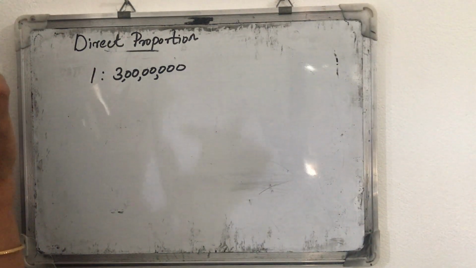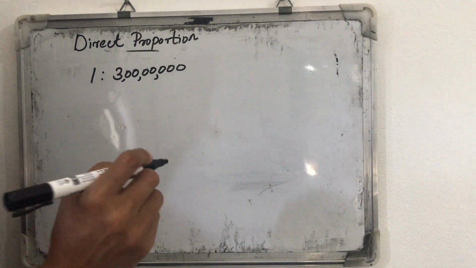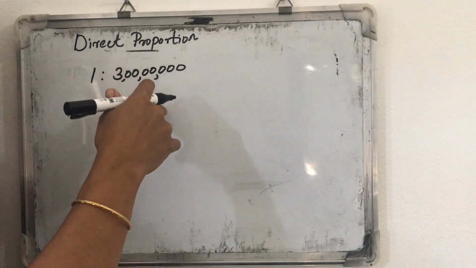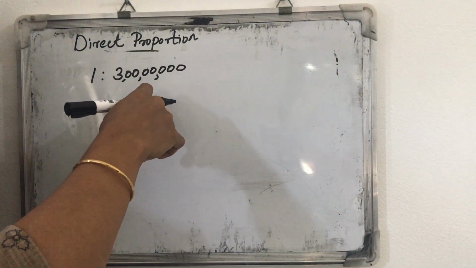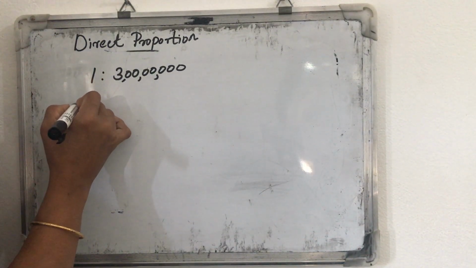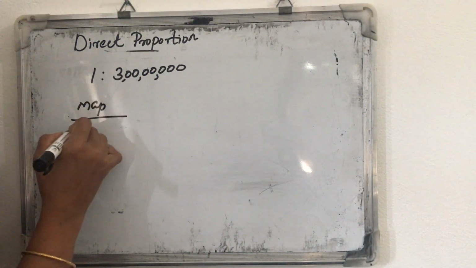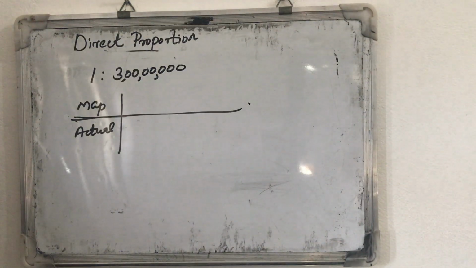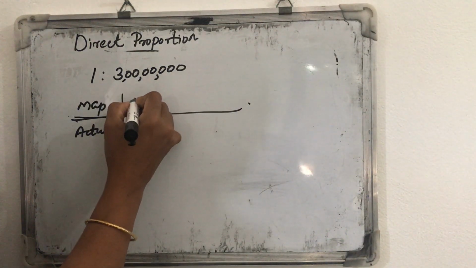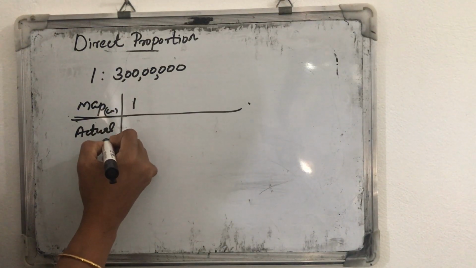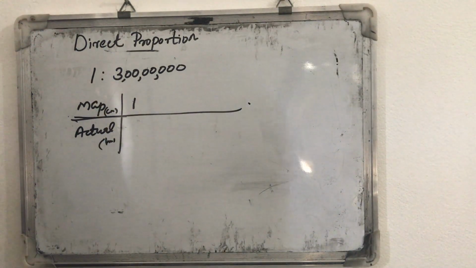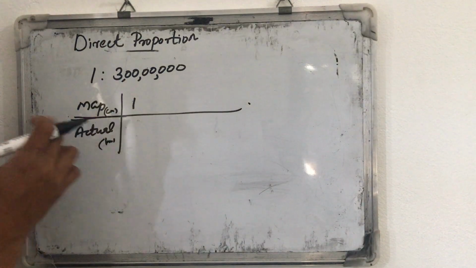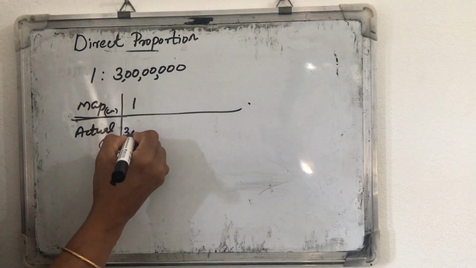Here also we can write a table. First you want to take the map distance and the actual distance. Map distance and actual distance will be different. The map distance is given in centimeter, and the actual distance will be in kilometer. If the distance on the map is 1 centimeter, what is its actual distance? It will be 3 crore.